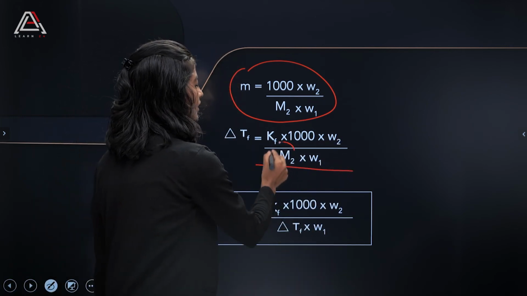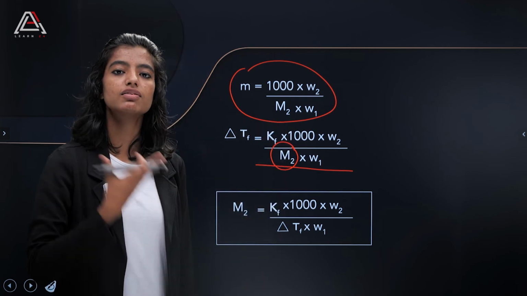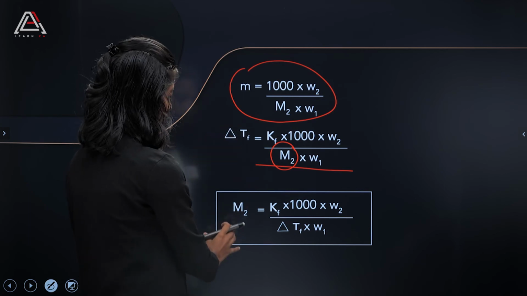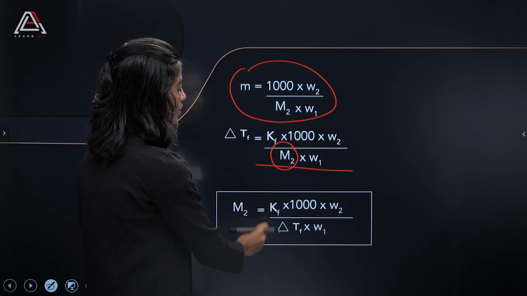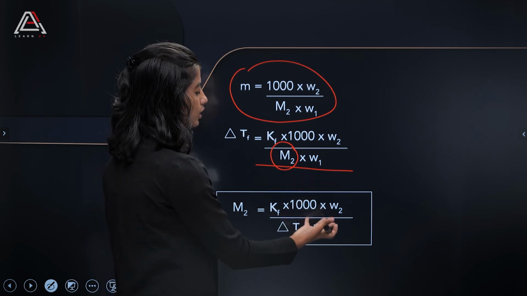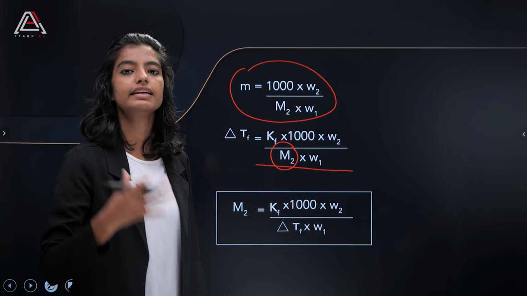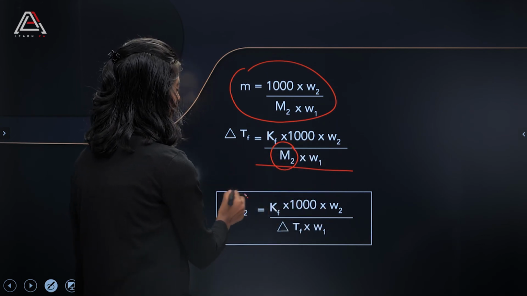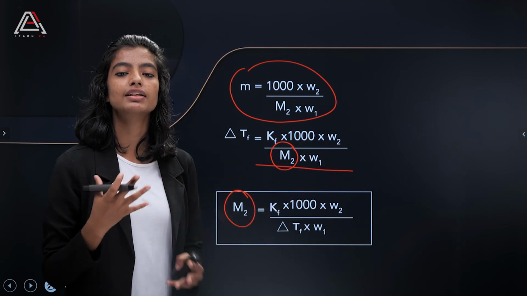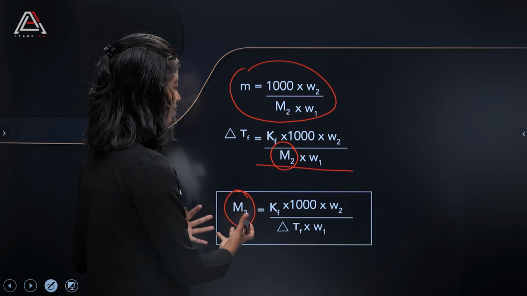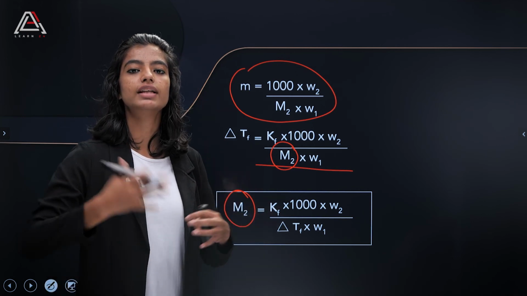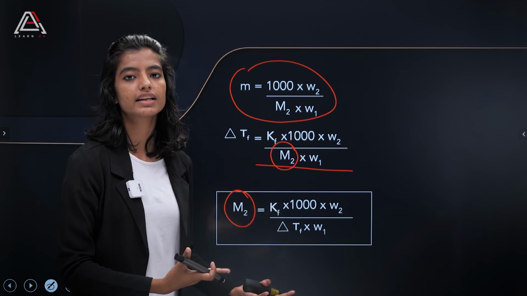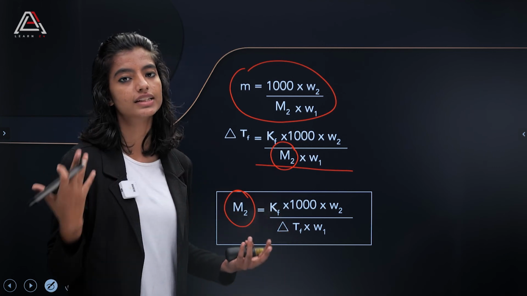I have to find out M2, the molar mass of solute. Now, I took M2 on the left hand side and I got an equation: M2 is equal to Kf into 1000 into W2 divided by delta TF into W1. By knowing all other terms, I can find out M2, the molar mass of solute, how much amount of solute that I have added. Again, it's a colligative property. It depends only on the number of particles of solute, not on its nature.